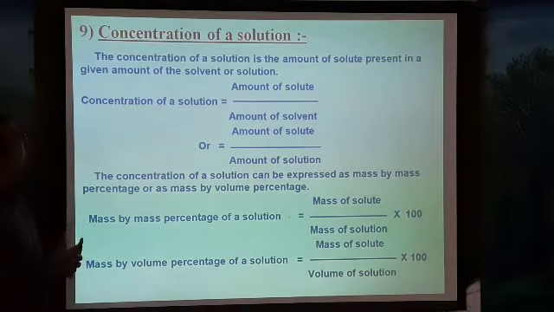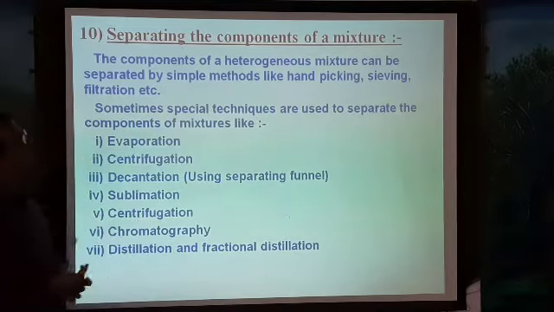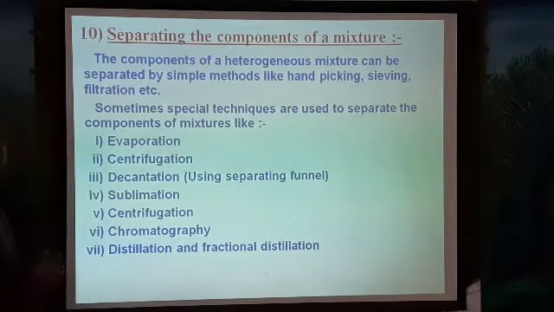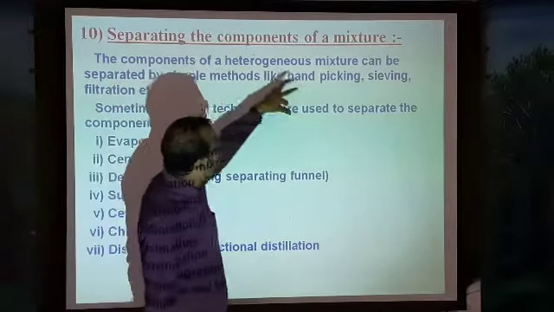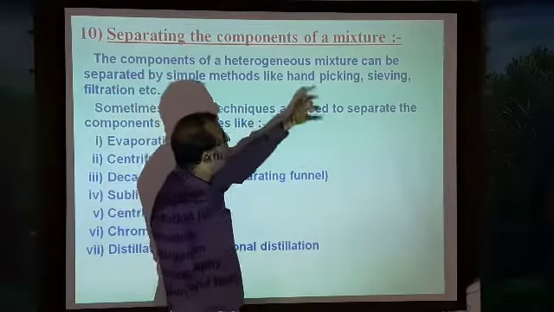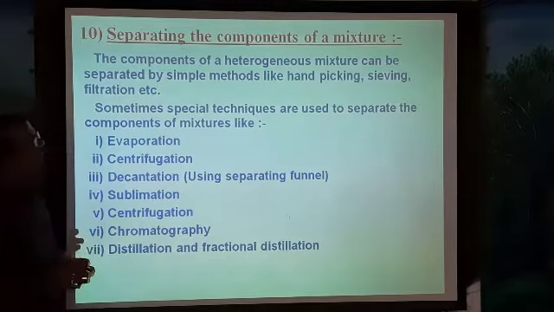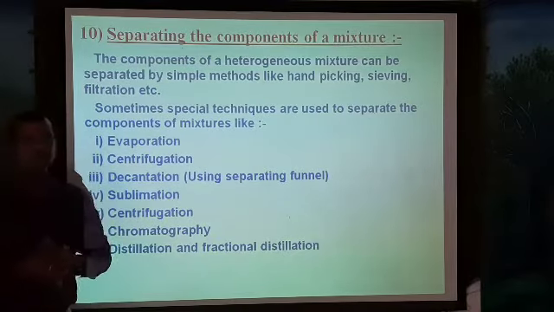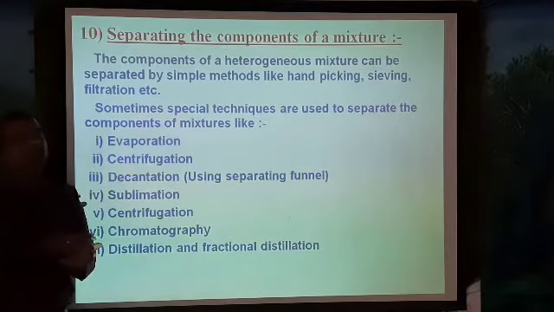Next is about separating the components of mixtures. The components of a heterogeneous mixture can be separated by simple methods like hand picking, sieving or filtration. Heterogeneous mixture we have already discussed. Heterogeneous mixture means the composition is not uniform, so in that we can separate the components.